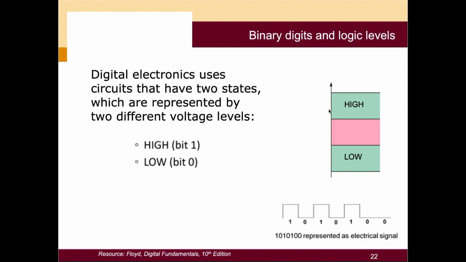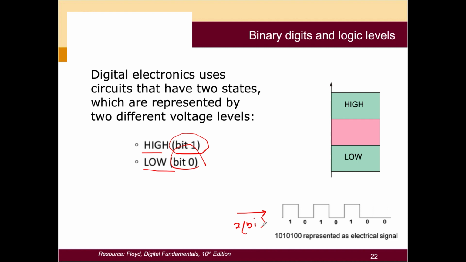So over here on the binary digit and also logic level, you have basically digital electronics circuit that have two states which are represented by two different voltage, which is high, normally we call as on also, which is bit 1, and then low, sometimes we call as off, it is bit 0. So over here, this is the example of digital signal. Of course, you have 1010, which is representing as the base 2, which is binary.